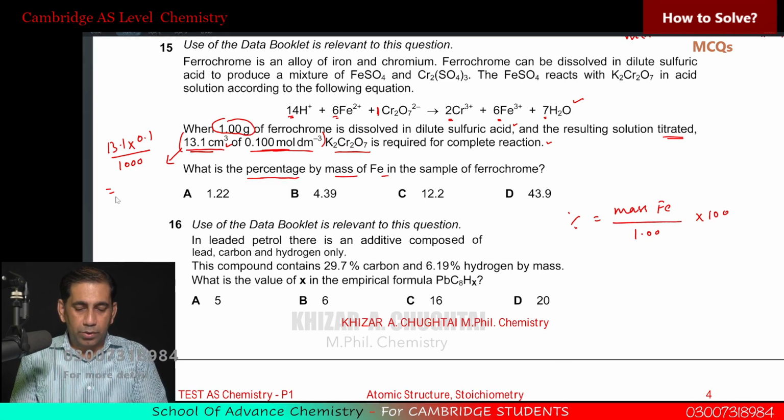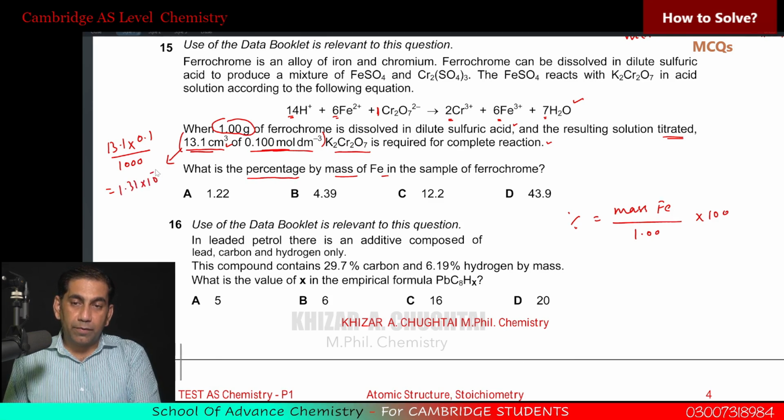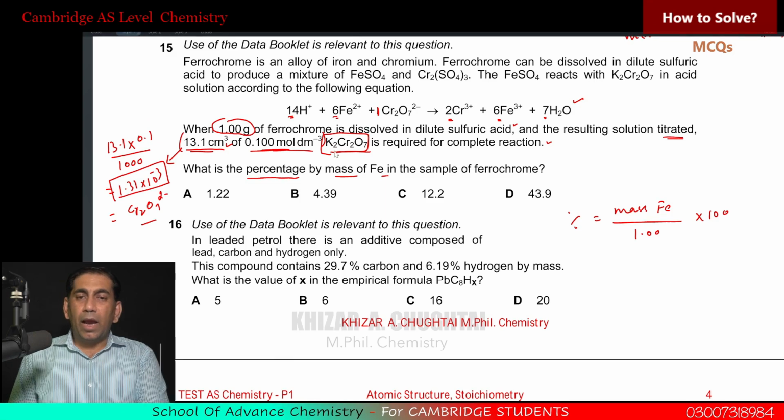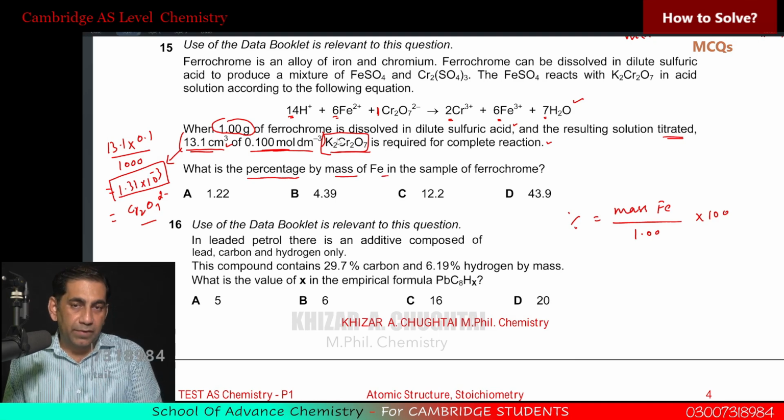13.1 multiplied by 0.1 divided by 1000, and the answer is 1.31 into 10 to the power minus 3. So these are the moles of K2Cr2O7, and the same moles will be of the Cr2O7 2- ion. I mean K2Cr2O7 has 1 mole of Cr2O7 2- ion, so the mole of K2Cr2O7 will be the same as the mole of Cr2O7.